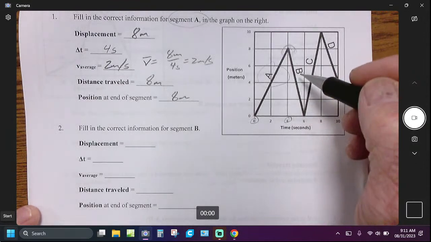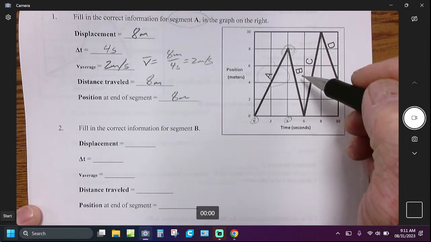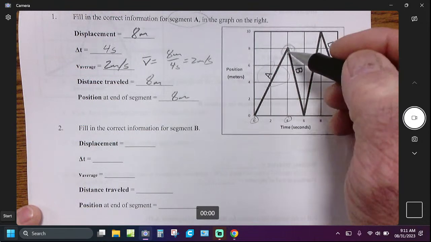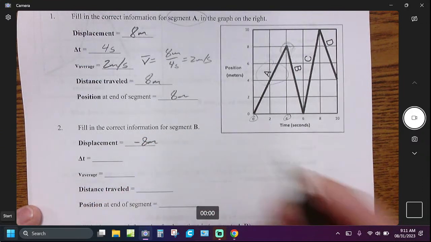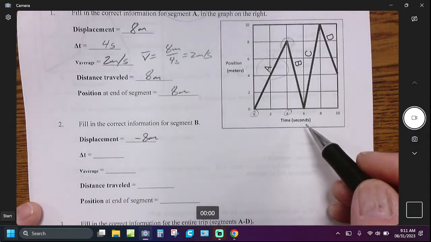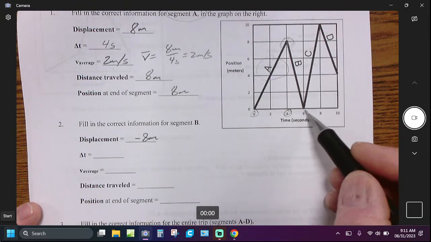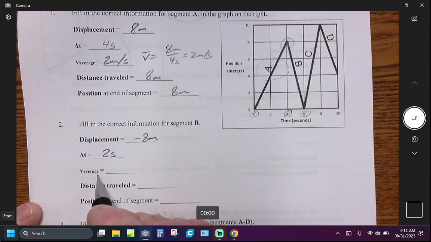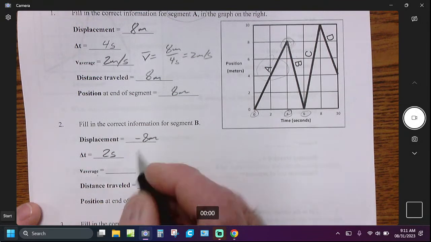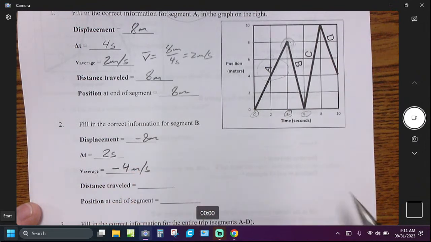Okay, so now B. What's the displacement for B? Not 8. -8, because it's going from 8 down to 0, so the change is -8 meters. And the time interval, delta T? Yeah, so the interval starts at 4 seconds, ends at 6, so it's 2 seconds. So the average velocity is? -4. Yeah, -8 over 2, so it's -4 meters per second.